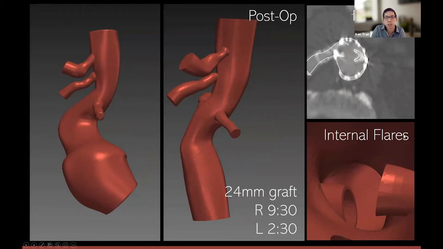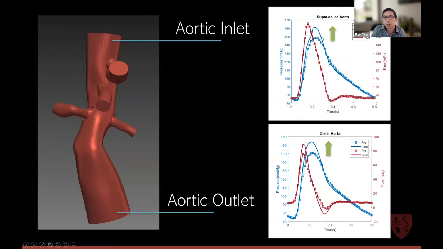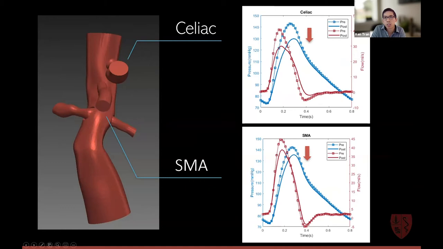So for this particular patient, we saw an increase in pressure, which is represented in the blue lines here. Solid lines represent the postoperative state, and the dotted lines the preoperative state. Both in the proximal and the distal aorta, we saw an increase in aortic pressure and also flow rate distally. For the mesenteric perfusion, this patient did have a significant decrease in celiac and SMA perfusion pressure.